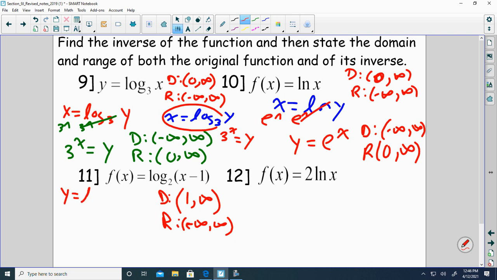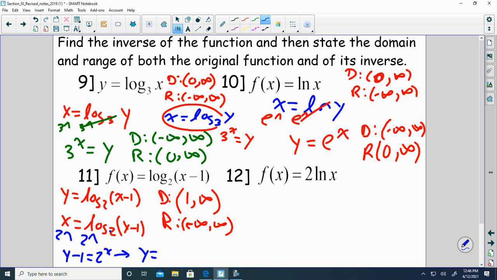Flip-flop x and y. x equals 2 to the y, minus 1. Because to undo that, make 2 raised to the. And so I'm going to get y minus 1 equals 2 to the x, which is y equals 2 to the x plus 1 down low. Domain, negative to positive infinity. Range, 1 to infinity. So again, just flip-flop the domain and range directly for the inverse because we interchange x and y.